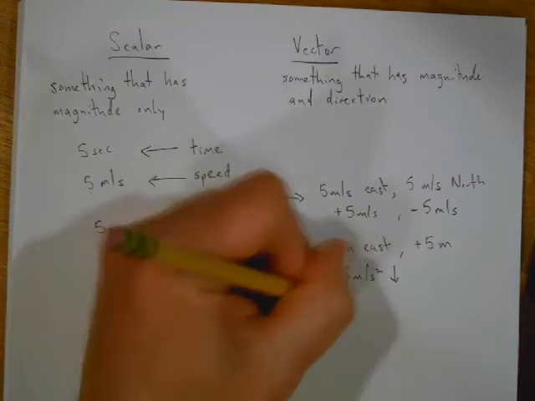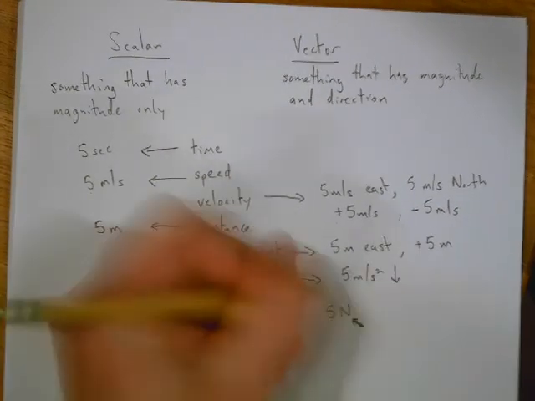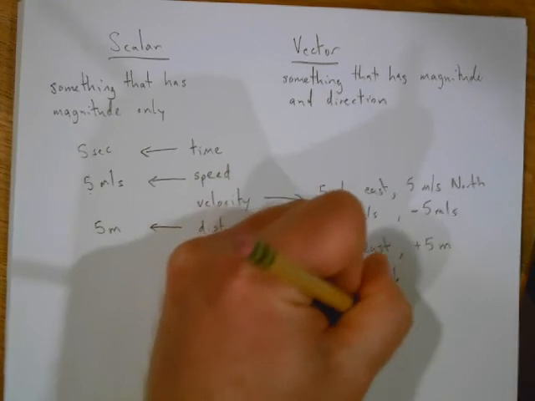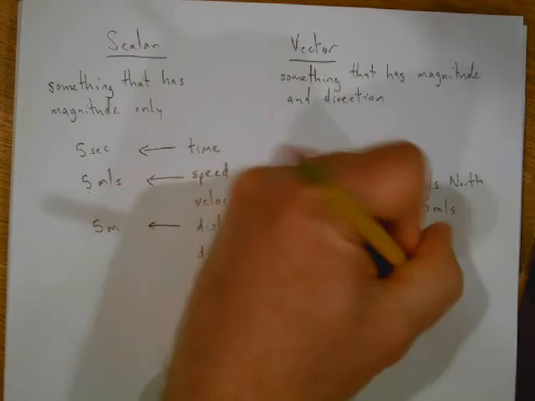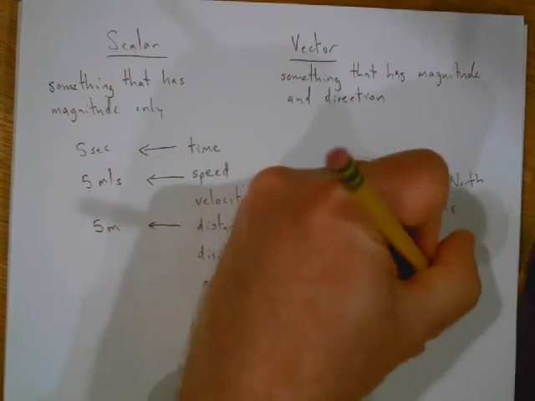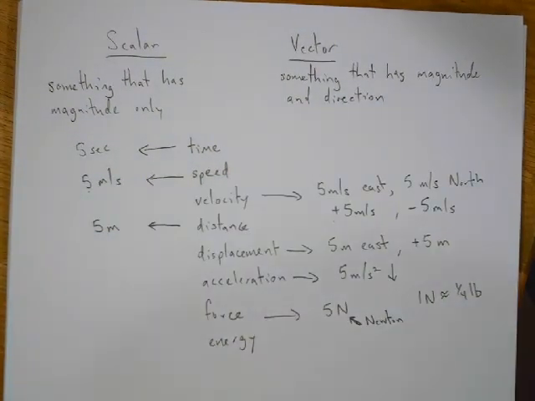Force is going to be a vector. We'll talk about this later. The unit for force is a Newton. So 5 newtons. Just so you know, 1 Newton is roughly a quarter pound. It's not exactly, but it's roughly a quarter pound.